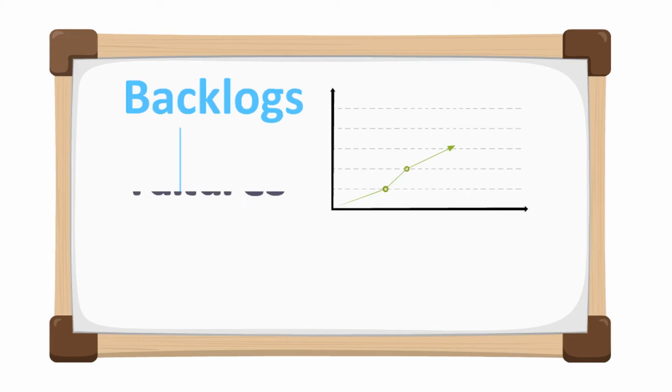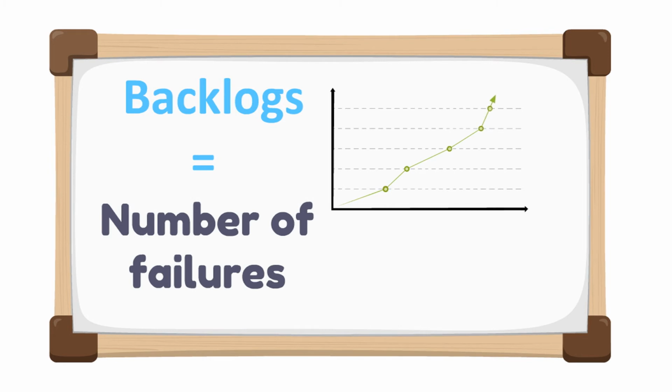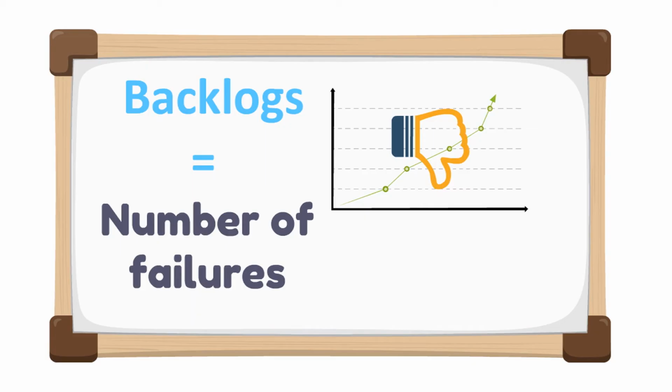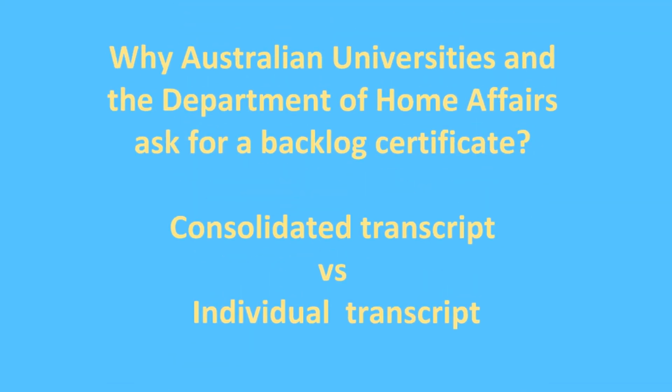Now, let's first talk about what is a backlog. It refers to a number of failed subjects you have in a particular course. Over the duration of your course, you may accumulate 4 to 5 or more failed subjects that you must clear or pass before you graduate and receive your degree. The term backlog is largely used in subcontinent countries, especially India.